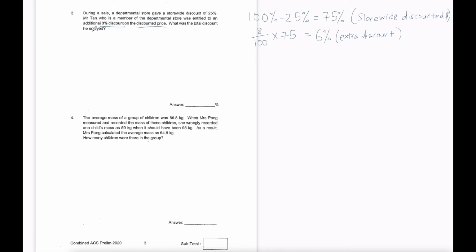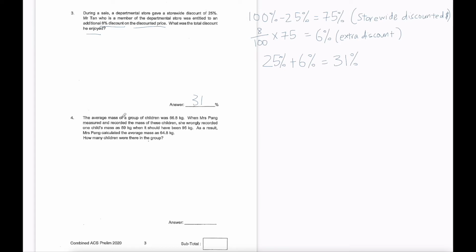And what was the total discount he enjoyed? He first enjoyed a 25% discount, and then he enjoyed an additional 6% discount. So the total discount he's going to get will be 31%. You're going to take note because they're asking for the total discount and not how much he ends up paying. So the discount itself is 31%. Let's move on.